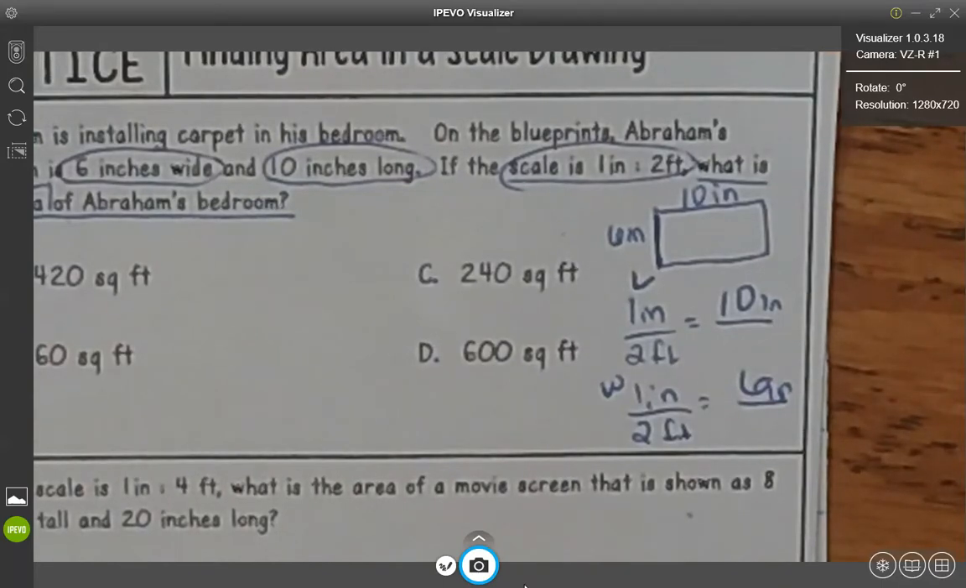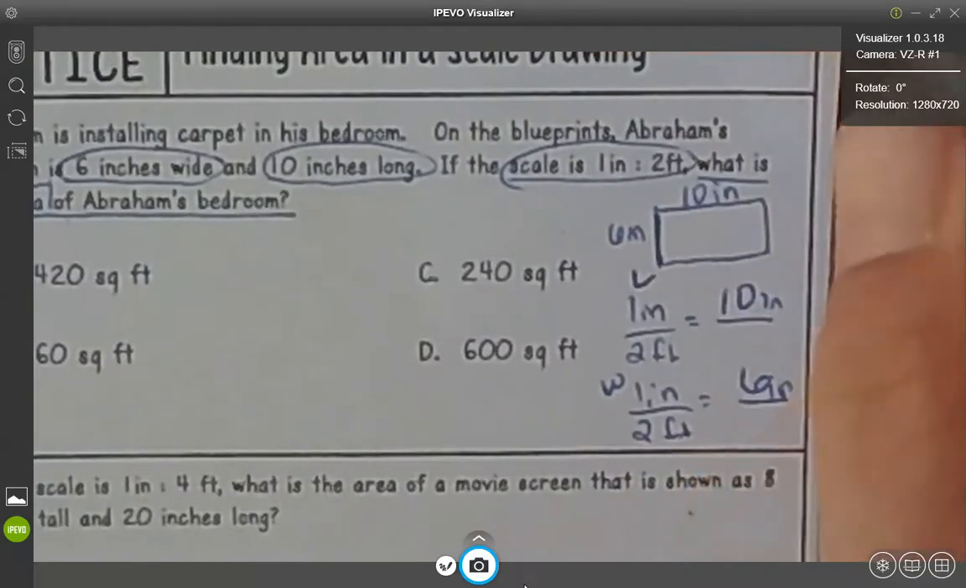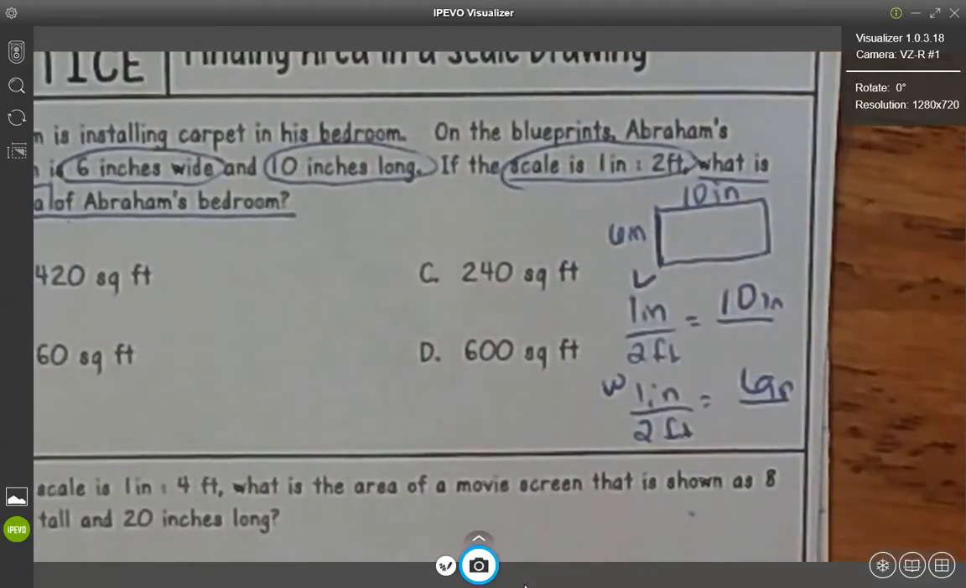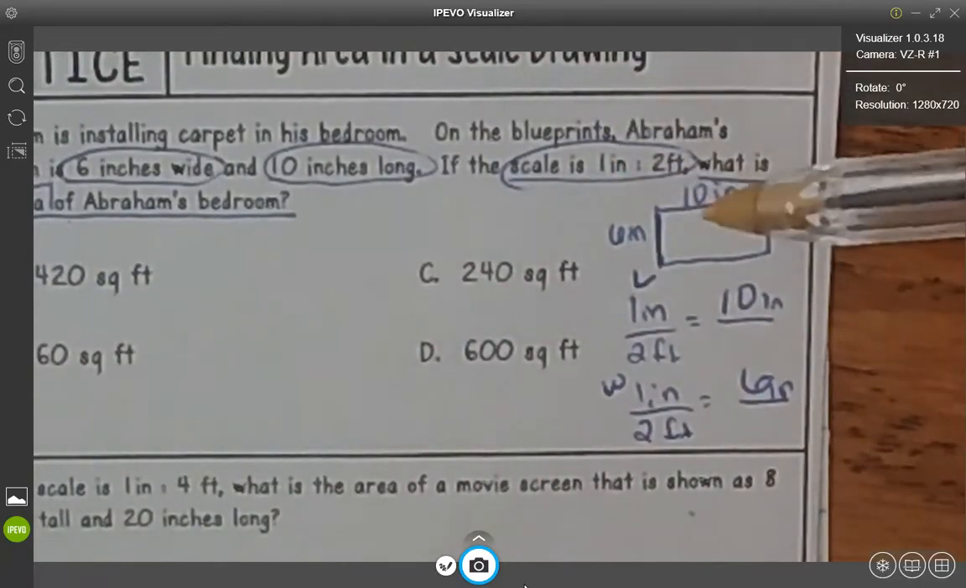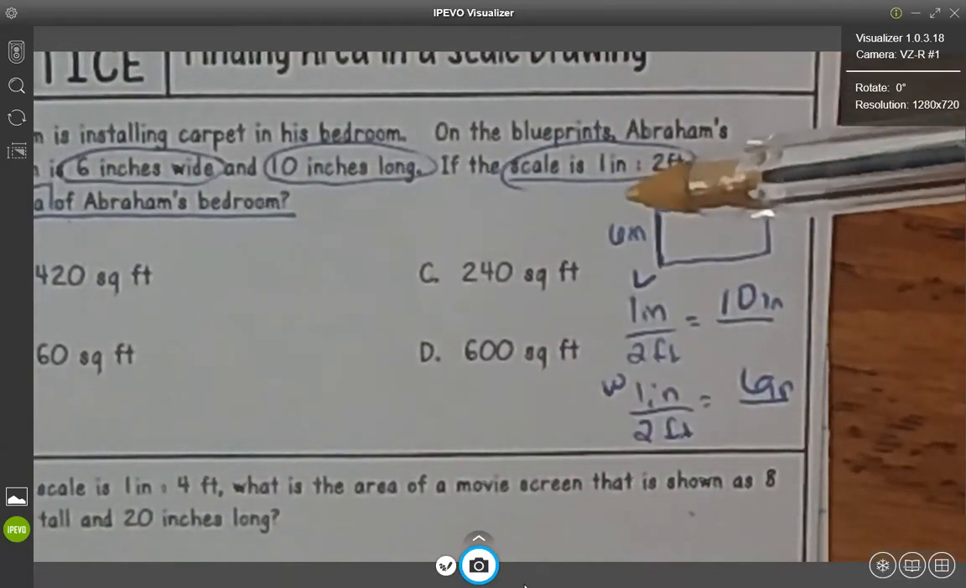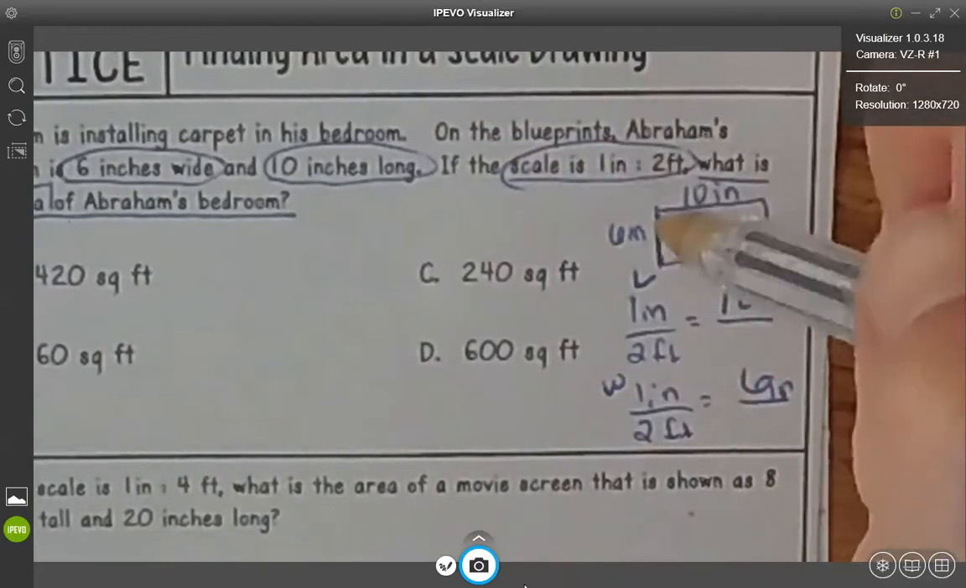Okay, so for every inch is 2 feet, then what would the length be? The actual length. Every inch is equal to 2 feet. What would the whole actual length be? If my length is 10 inches, for every 1 inch is equivalent to 2 feet, then how many total feet would be the distance?